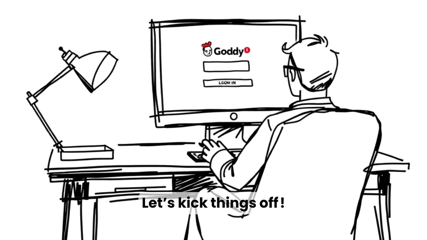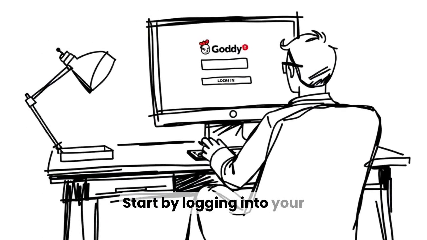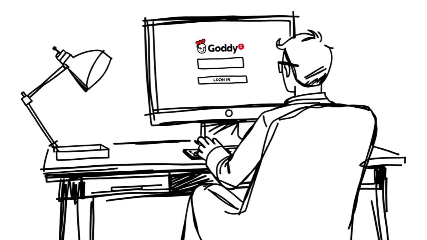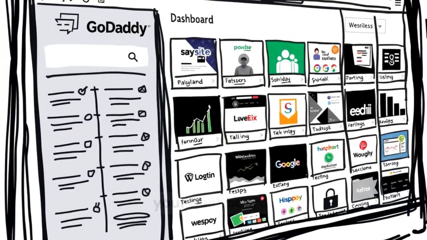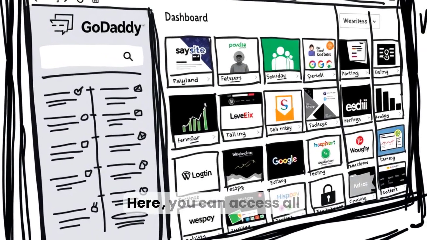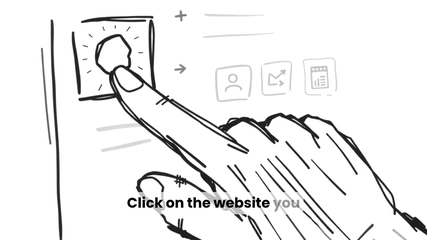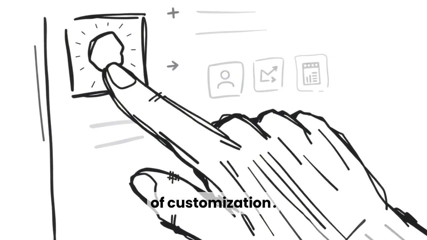Let's kick things off. Start by logging into your GoDaddy account. It's your gateway to website editing. Once logged in, navigate to your dashboard. Here, you can access all your domains and websites. Click on the website you wish to edit. This opens up a world of customization.